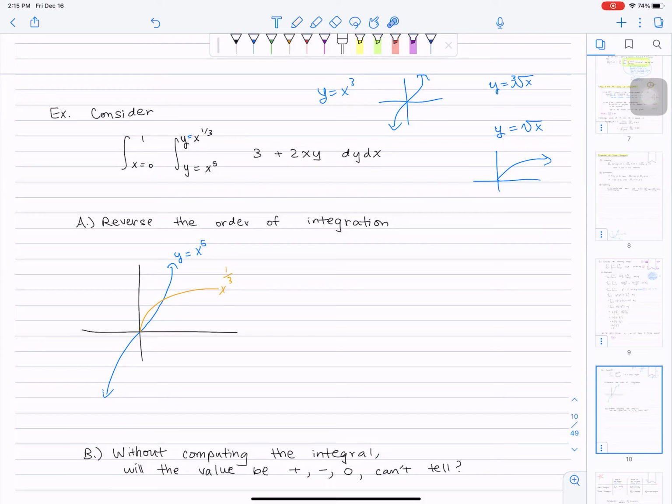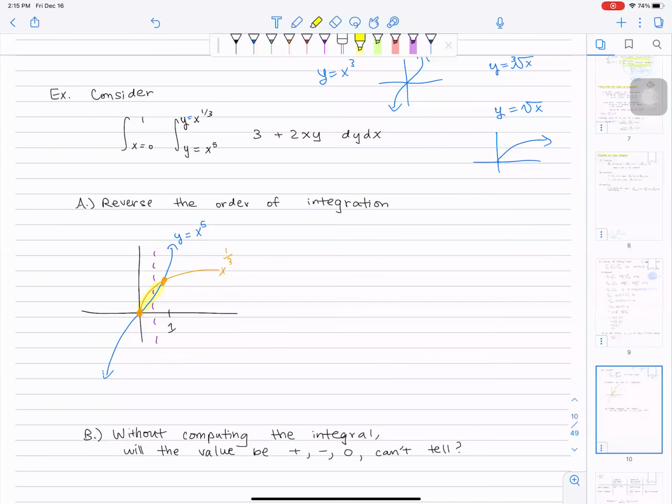And so the region that I'm considering is: drawing a line in the increasing y direction, it enters the blue curve, exits the orange curve, that's good. Smallest x value is 0. Largest x value is 1. So this is the region I'm considering.